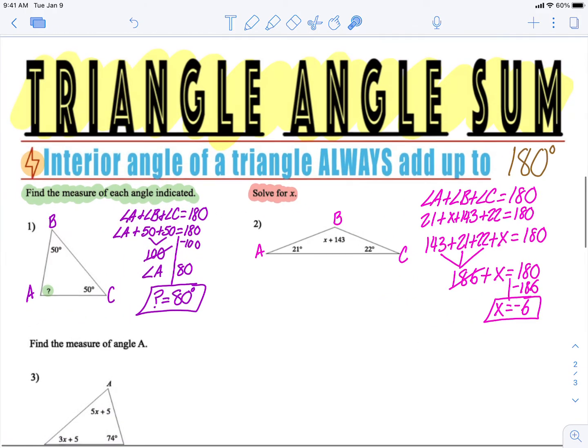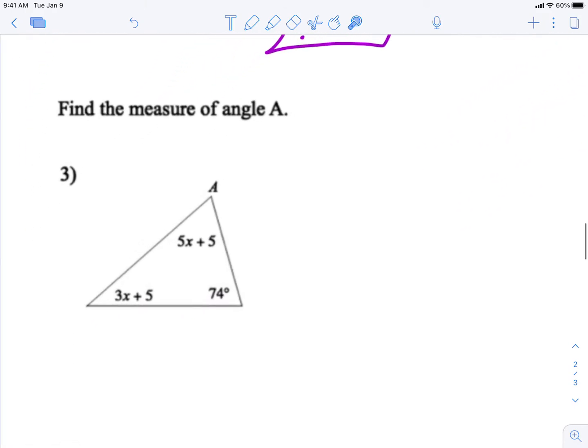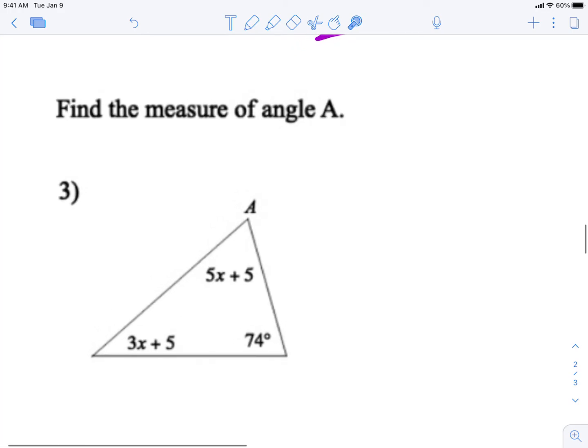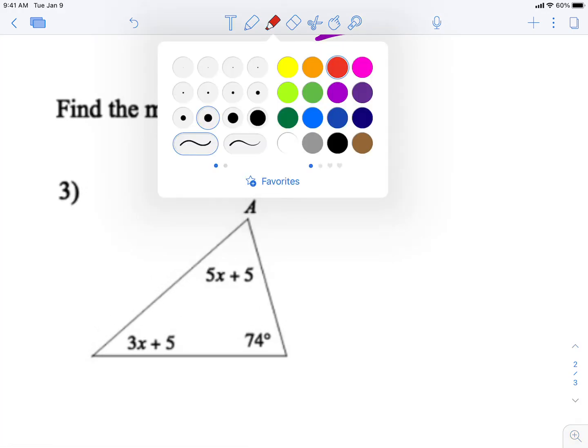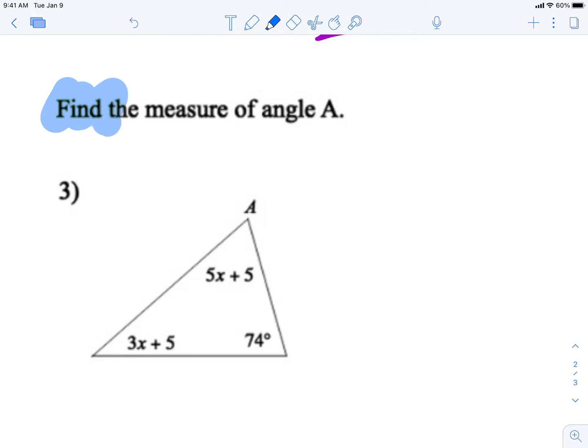That's example 2. And let's do example 3. The instruction on example 3 says find the measure of angle A. So we want to find angle A. It doesn't say solve for x. It doesn't say find the missing angle. It says find the measure of angle A.